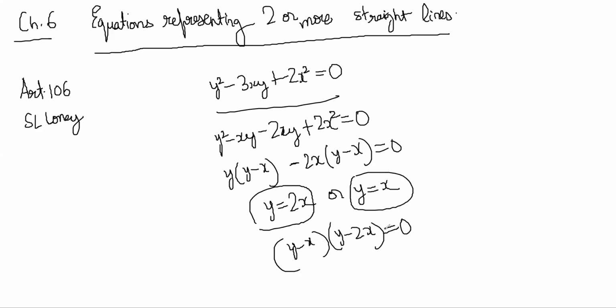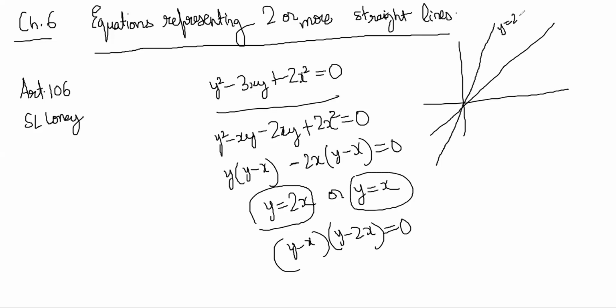So it's a combined equation of two straight lines. So you will draw it like this: y is equal to x is 1 and y is equal to 2x is 1. This is y is equal to 2x and this is y is equal to x. So this is the graph of this figure, because clearly any point lying here will satisfy this, right?